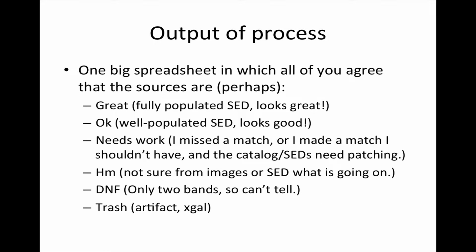So at the end, what we need is one big spreadsheet in which all of you agree on what category the sources should have. So just coming out of thin air, these are the 6 categories I came up with. You may need 7, you may need 8. I don't recommend 20. Maybe you only need 3. But these are the ones I came up with off the top of my head this morning.